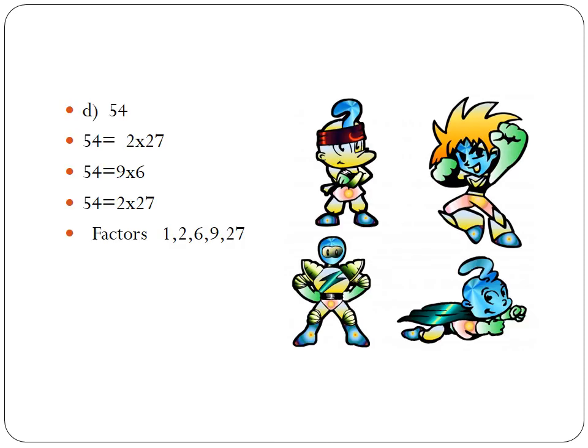Now write down all the factors of 54. 27 twos are 54. 9 sixes are 54. Okay. Then the factors are 1, 2, 6, 9 and 27.